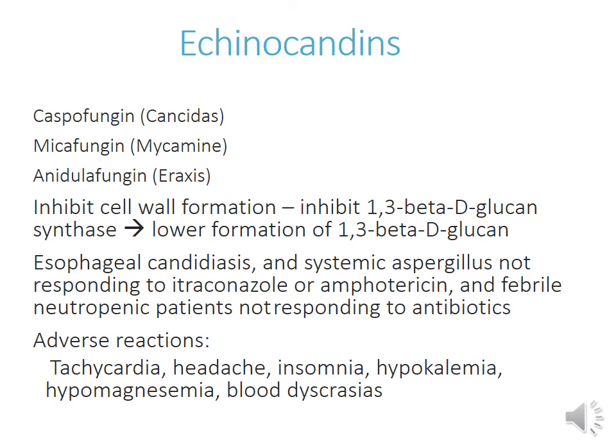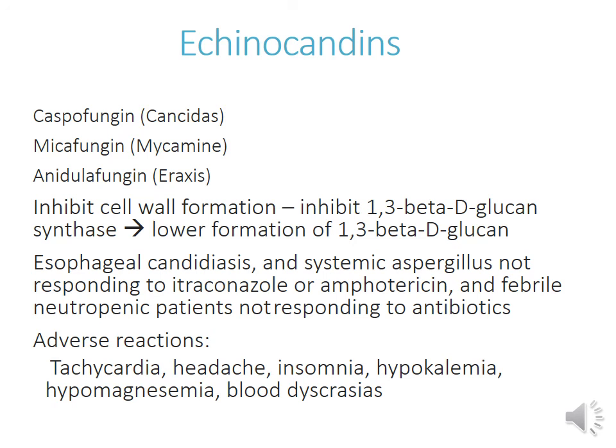Moving on, then we have our echinocandins. So these are going to be, again, used for more invasive fungal infections. The ones we see here are going to be caspofungin, micafungin, and then anidulafungin. These are similarly going to be working on the cell wall, but not working on that CYP3A4 to prevent ergosterol formation. It actually prevents this 1,3-beta-D-glucan from being formed by inhibiting that synthase enzyme.